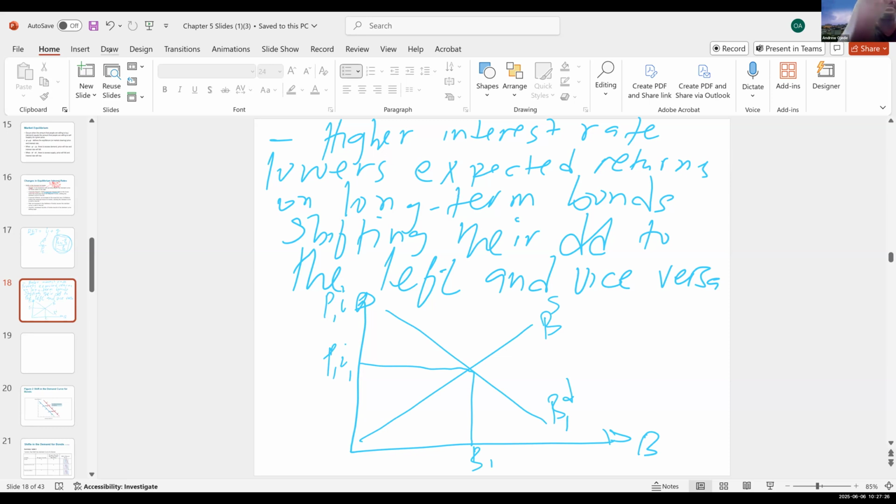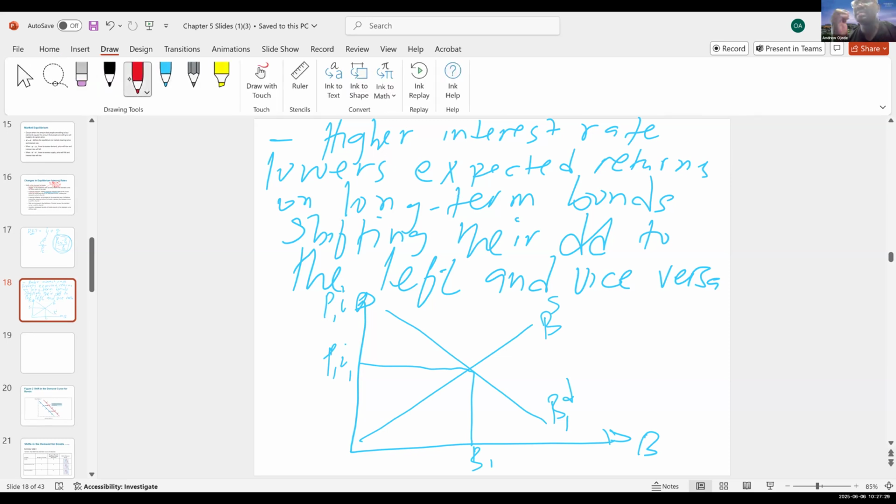So what I'm saying here is that if the interest rates increase in the economy, the interest rate on bonds, that's going to lower the expected return on long-term bonds and shift their demand to the what? To the left. So the new equilibrium is going to be where the red line intersects the blue line, which is this point here. That's going to lead to a lower equilibrium quantity of bonds and a lower equilibrium bond price, but the interest rate would what? Would increase, because bond price and interest rate move in opposite directions. Okay, so that's exactly what happened.